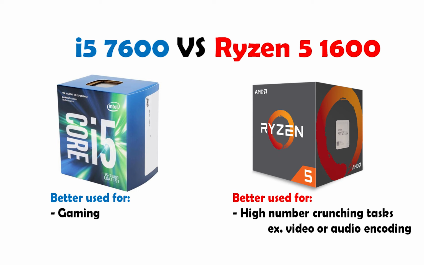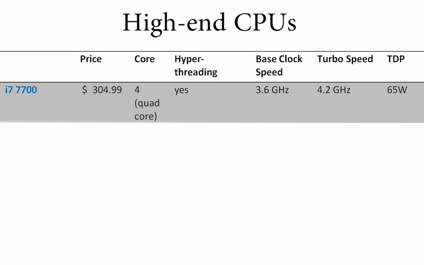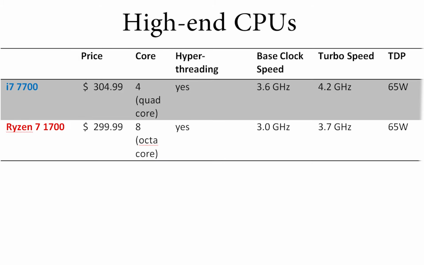Moving on to the top of the ladder, the sample will be the i7 7700 with quad-core, with hyper-threading, running at a 3.6 GHz base clock speed and 4.2 GHz turbo speed. While the AMD equivalent is the Ryzen 7 1700 with octa-core with hyper-threading, and runs at a 3 GHz base clock speed and 3.7 GHz turbo speed.